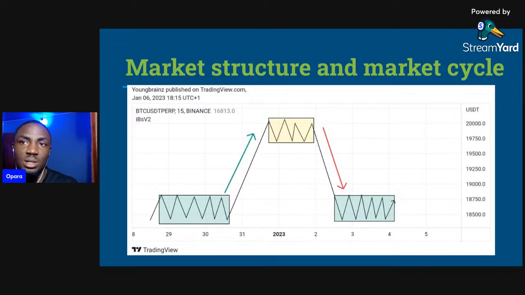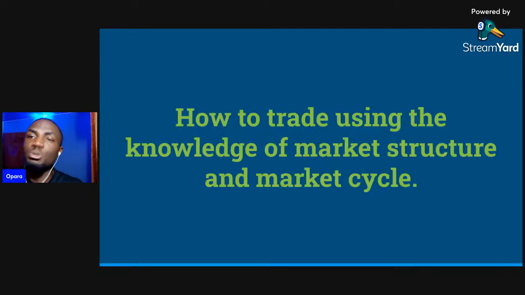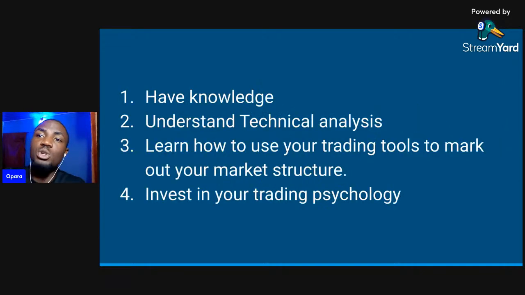Very simple to understand. So market cycle just says that the market is going to continue going over and over. It's just going to keep on going round and round, right? Then the market structure says that there are different stages in the market, right? So let's go now. How do you trade using the knowledge of market structure? Okay, it's very simple, right? I'm going to be elaborating on this as we progress in the course.